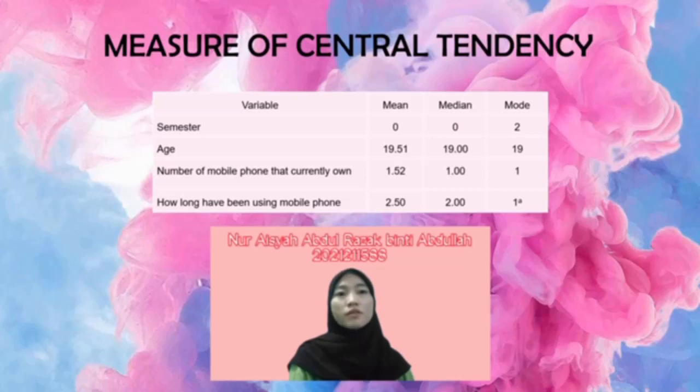2.50 is the average for how long the student has been using their mobile phone, and the median value is 2.00. That indicates some of the students have been using a mobile phone for more than 2 years, and some of them less than 2 years. The mode for how long they have been using a mobile phone is 1.